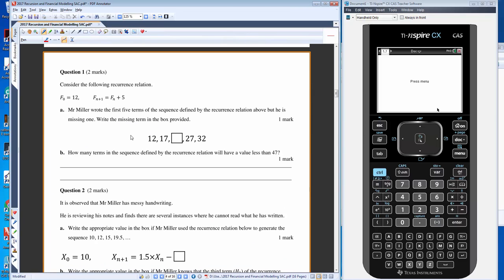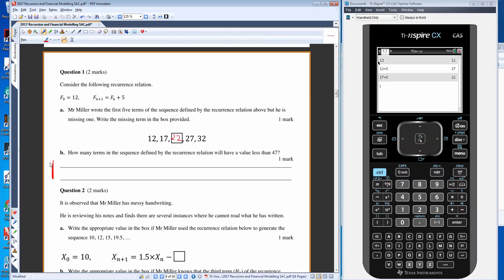Here we are, question 1. What we had here is the recurrence relation with the initial value 12, and the next term in the sequence is generated by adding 5 to the previous term. So I wrote the first 5 terms as follows. Let's run the sequence on our calculator: our initial value is 12, and we're adding 5 to each term. So the second term is 17, the third term must have been 22. How many terms in the sequence defined by the recurrence relation will have a value less than 47?